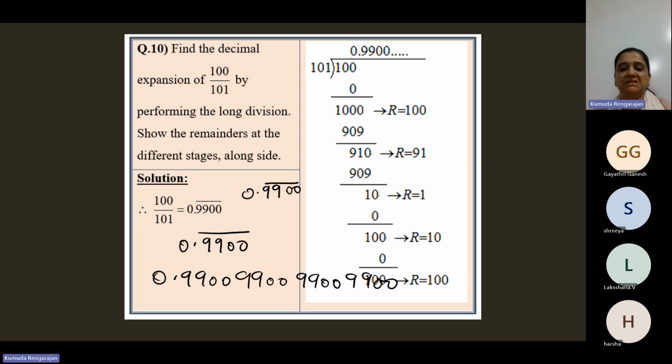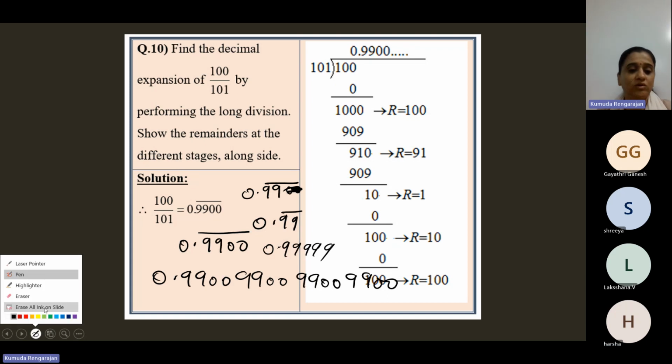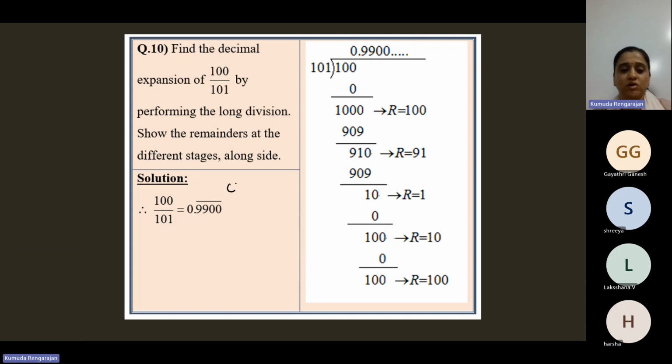So if you feel these zeros have no value, so I'm going to just write this, you're wrong. This means it is 0.99009900, 9900. Remember that these zeros are embedded. It's between them. So you get me?